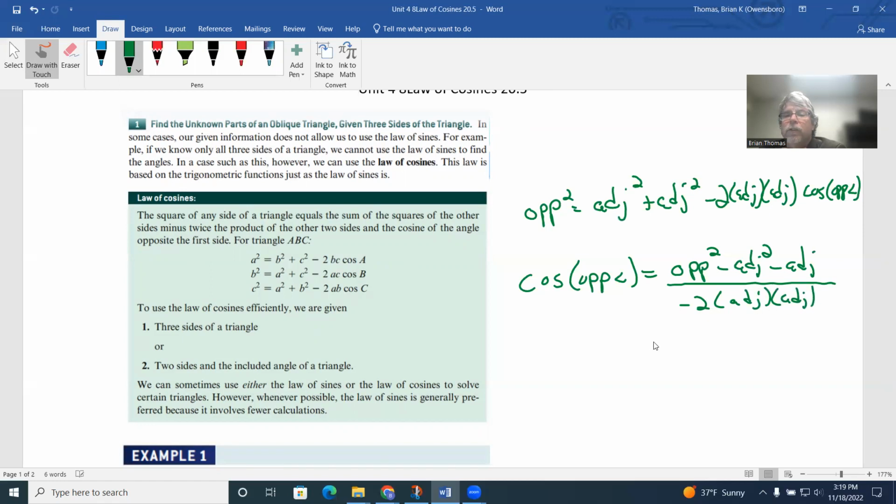But if I bring this negative through to the top, the signs on the top will switch. So it's going to actually become the adjacent squared plus the adjacent squared minus the opposite squared, over 2 times the adjacent times the adjacent. So if we understand this language here, we don't have to get into all this a, b, and c stuff.